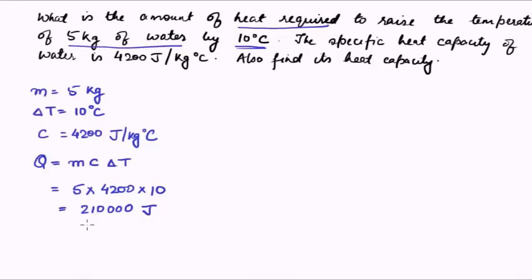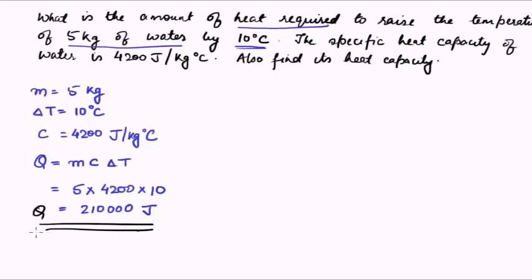So we require 210,000 joules of heat energy to raise the temperature of 5 kilogram of water by 10 degrees Celsius. So this is basically what the question demands of us. What is the heat required?